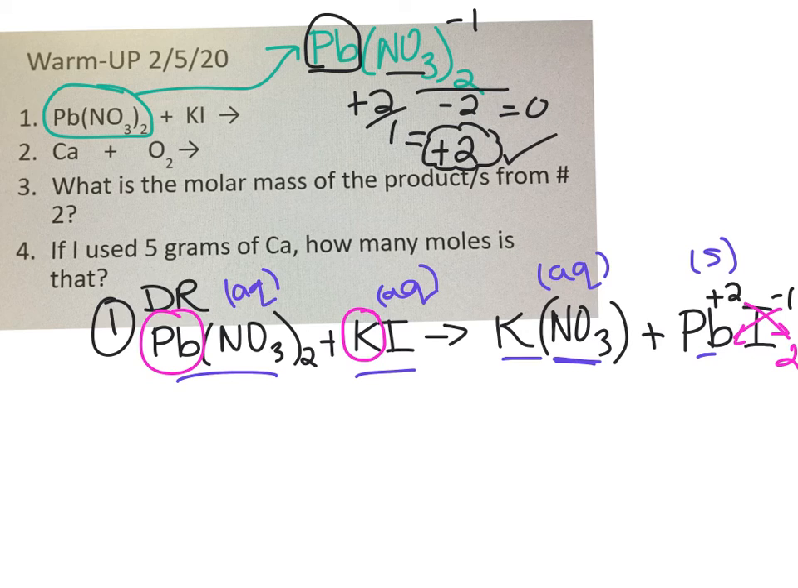Good. Okay, did anybody balance it just because it's so much fun? I balanced it, yeah. You did? Good. Okay, so we had 1 lead, 2 nitrates, 1 nitrate. So we would throw a big 2 right here. Big 2 right there. Now I have 2 Ks, so I'm going to throw a big 2 right here. 2 iodines, now you're done. So it was a 1, 2, 2, 1.